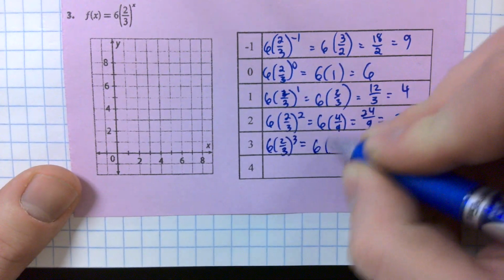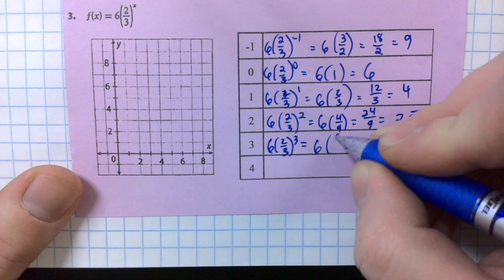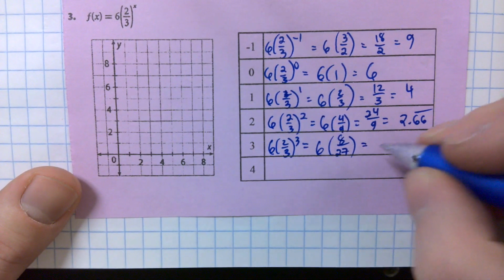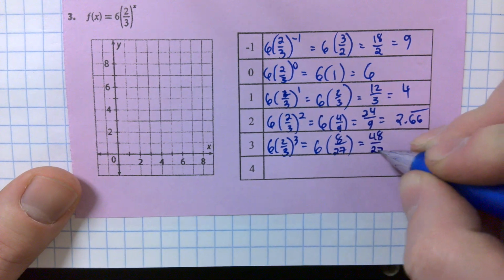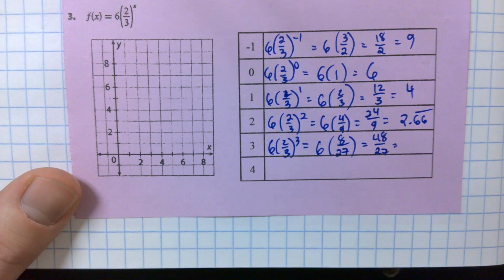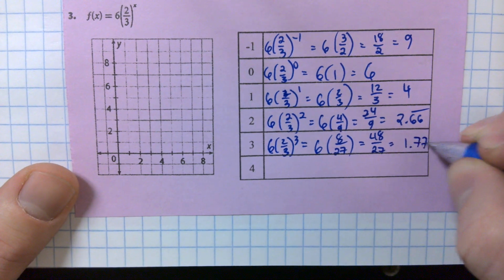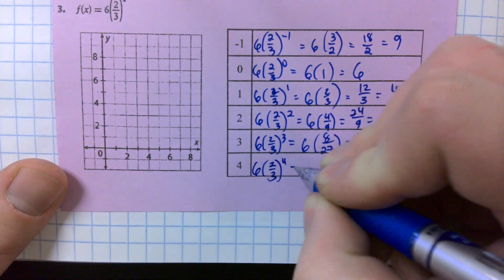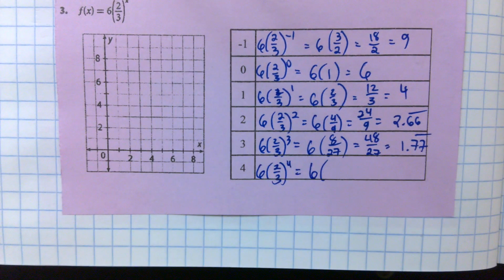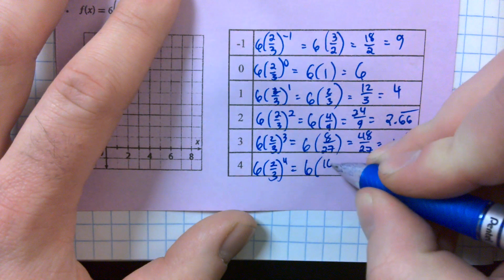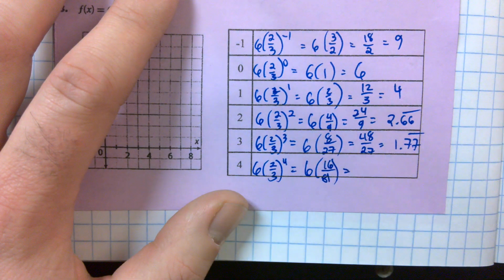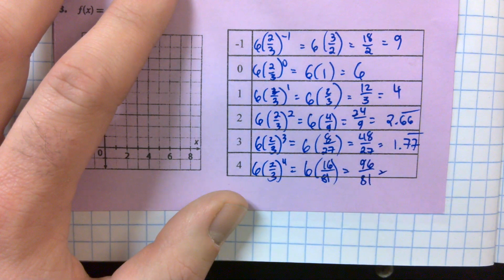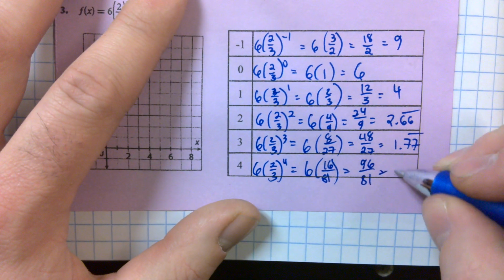What's 2/3 cubed? 8/27. 6 times 8 is what, 48? 48 over 27. 1.77 forever. Then I plug in a 4. What's 2/3 to the 4th power? 16 over 81. Multiply the 6 across the top. 96 over 81. And 96 divided by 81 is 1.19.